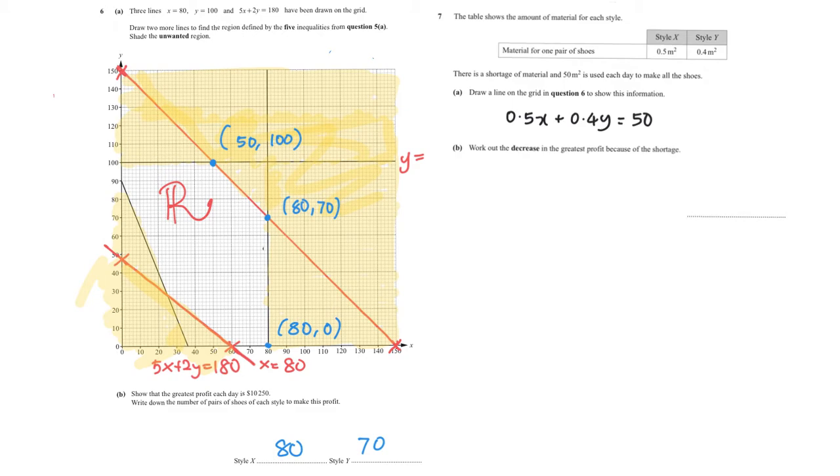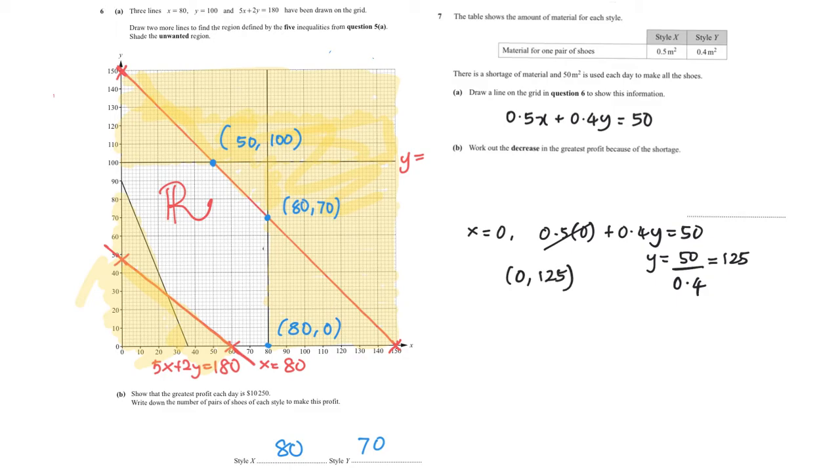And draw a line on the grid in question 6 to show this information. Okay, so let's plot this. How to plot this? Again, I'm going to write down here. If x equals 0, so 0.5 times 0 plus 0.4y equals 50. This is definitely 0, and y will be 50 divided by 0.4. What is 50 divided by 0.4? That will be 125. And again, we are looking for coordinates. X is 0, y is 125, one point then.